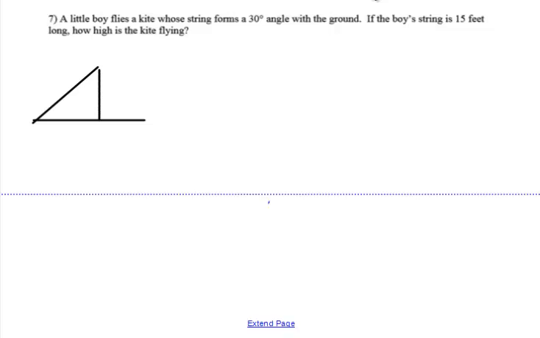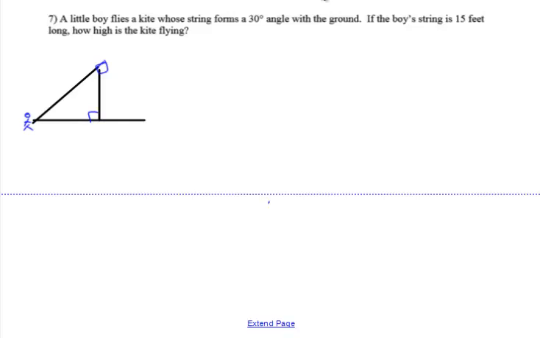Now, what do we know about that? Well, here's the thing. You know that the height is perpendicular to the ground. So we have a right angle. If I was a better artist, maybe I would draw a little kite. Here's our little boy, okay? And there we go.